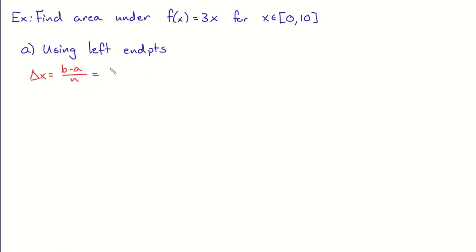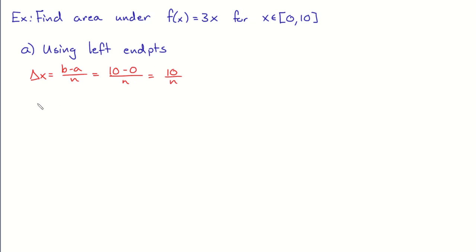What's b? Minus a, all over n. We just keep it n, which I think we can probably all agree is just 10 over n. Everybody okay with that? Now, if n was 10 rectangles, each rectangle has a width of 1 at this point. If it's 100, each one has a width of 1/10, and so forth and so on. Okay, so we have that there.